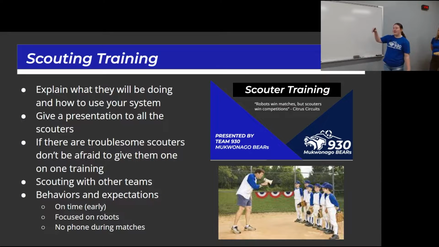So we have three main things that we talk about with our scouters, especially expectations and behaviors when they're on their shifts. First, that they're on time, which means early, so 5 to 10 minutes early. Second, that they're focused on robots the whole time. This goes along with the third one: they have no phones while they're doing it, and they don't have their AirPods in. It's going to give you better data, and it's only an hour that they're scouting, so it's not like they're going to be sitting there for 6 hours. It's just going to give you better results if you outline expectations like those.